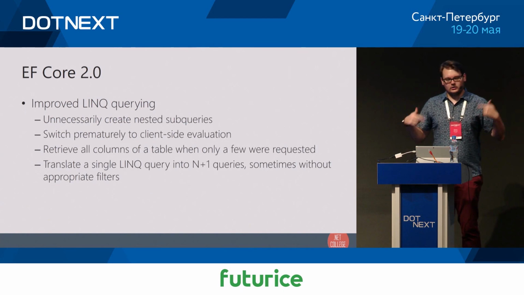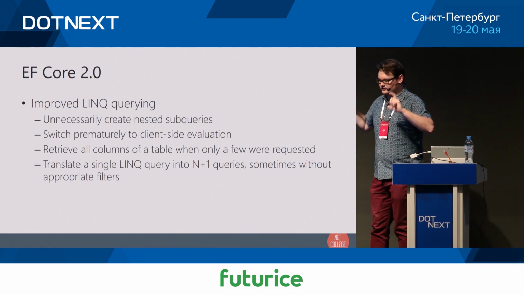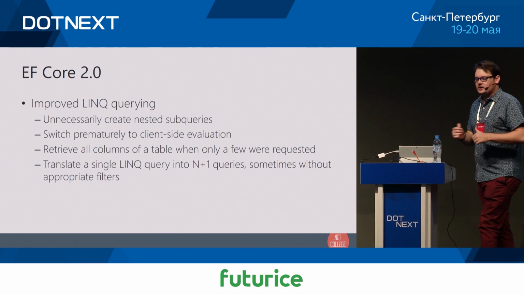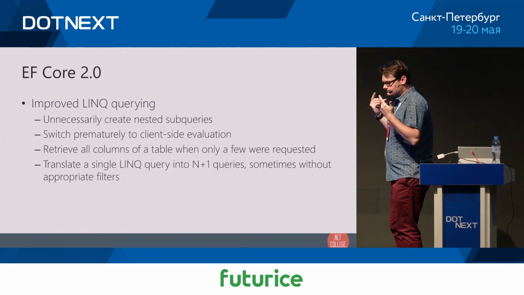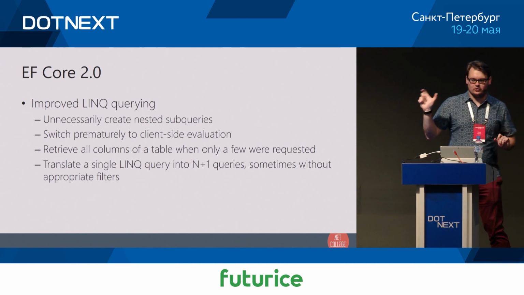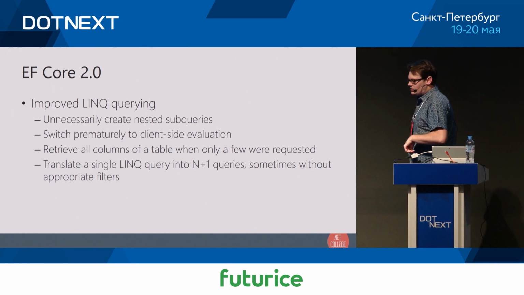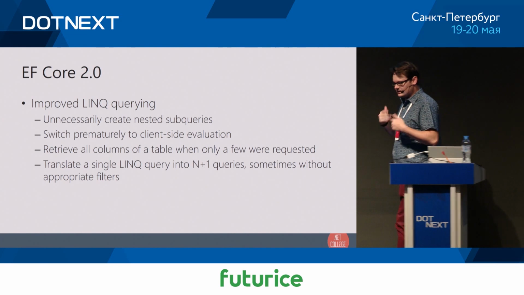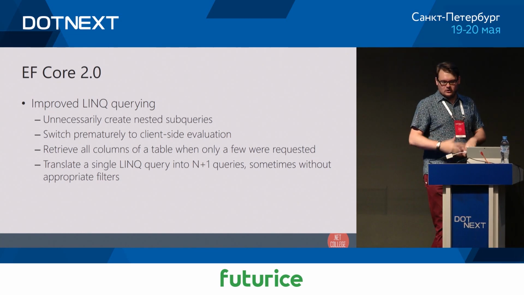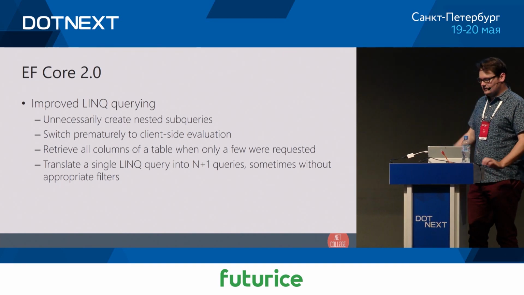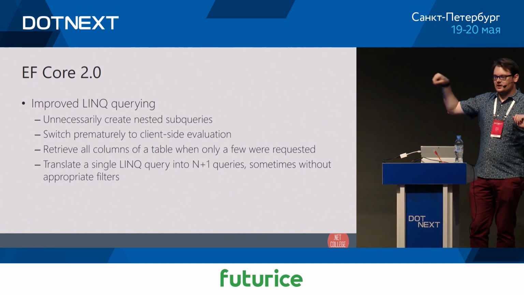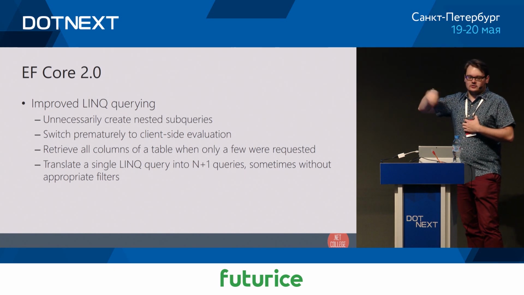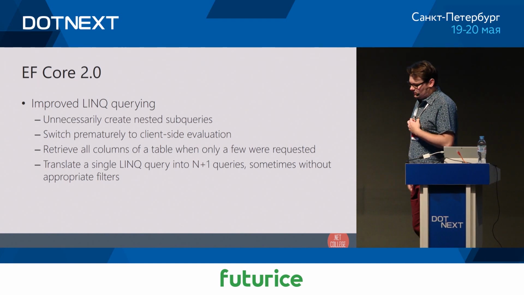And EF Core 2.0 also improved LINQ querying, and I have copied these things from the release notes because they are quite interesting. Sometimes the old versions of EF Core created a lot of subqueries which weren't required, so this is optimized. Also, EF Core sometimes used client-side evaluation, even if it shouldn't have. So they already fixed it. And also, if your LINQ query ended with a select clause, Entity Framework Core sometimes fetched all the columns, not only those you required, but all of them. So it wasn't very efficient. Now, all these things are fixed.